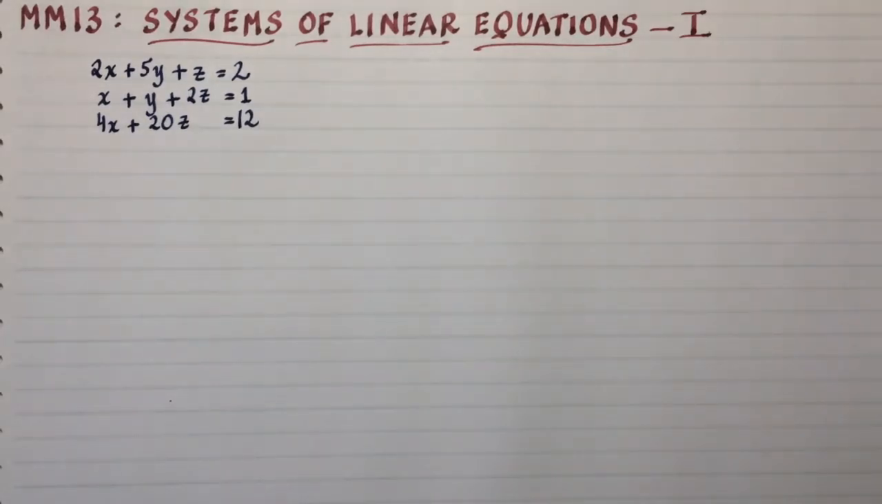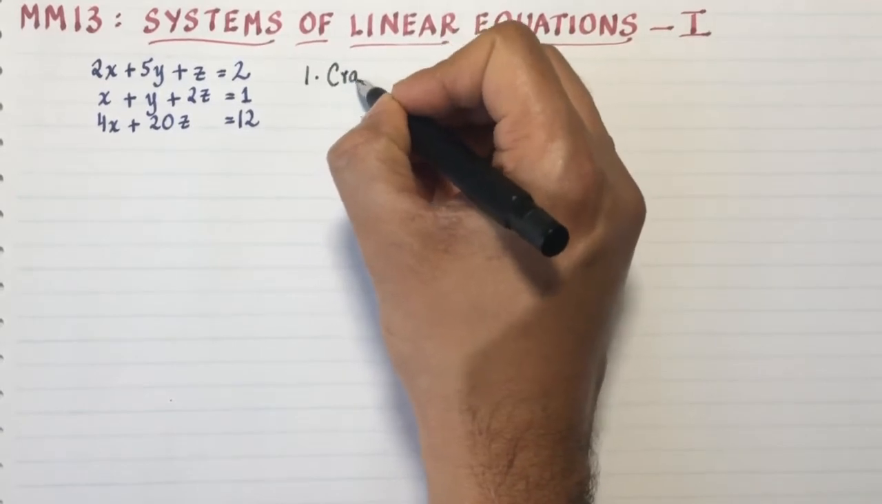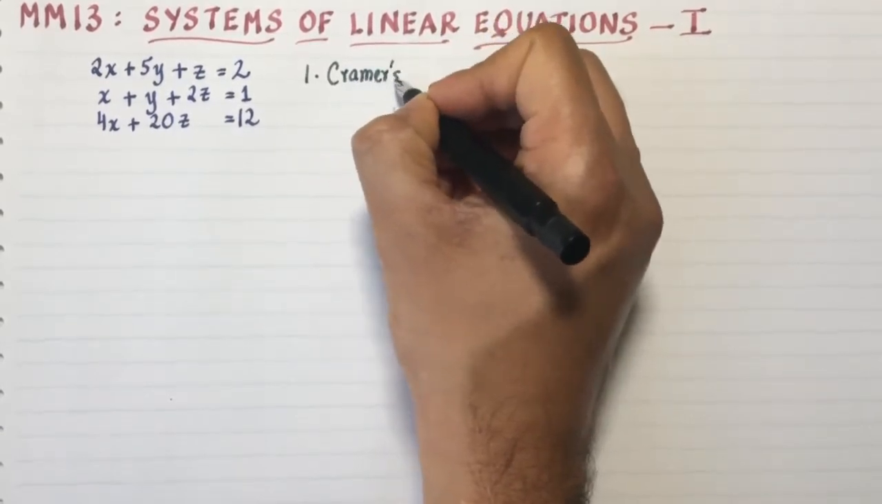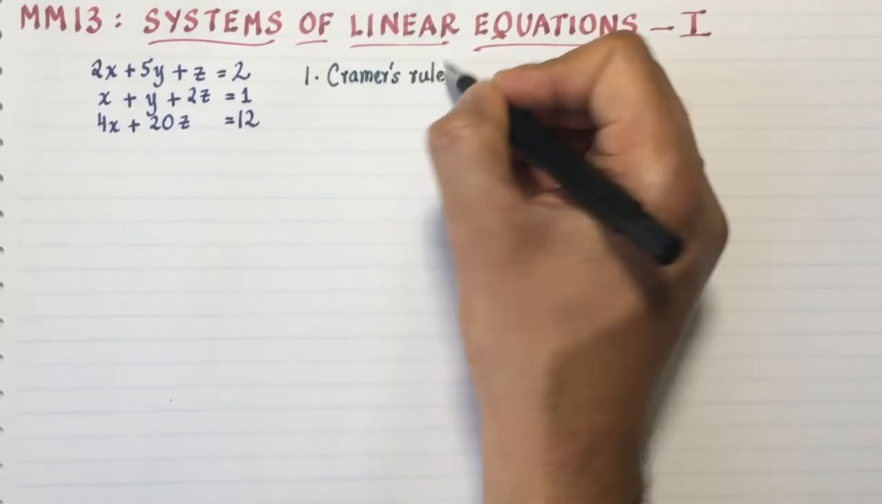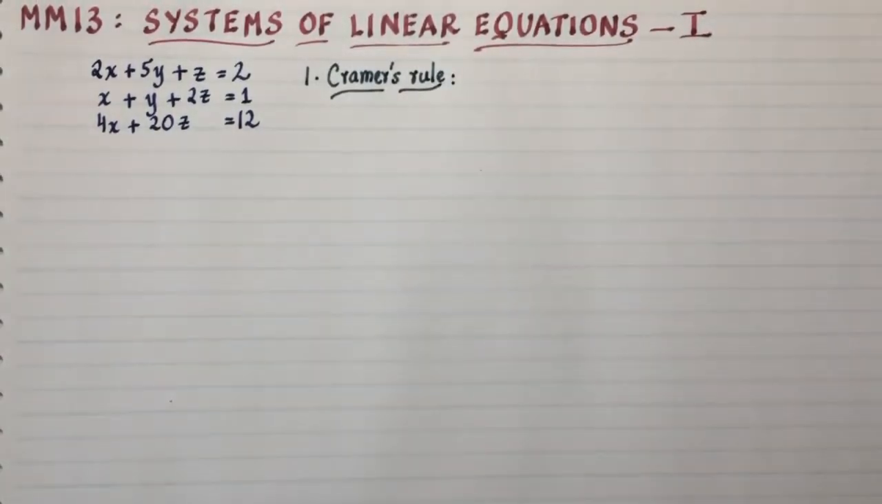I will be discussing solving a system of linear equations in two videos. The first video will discuss some elementary techniques that you may have learned in your earlier classes. The first method I would like to choose is called Cramer's rule. And its principle is as follows.